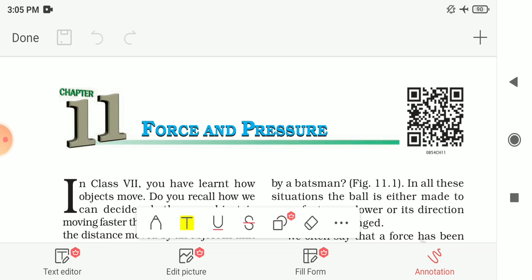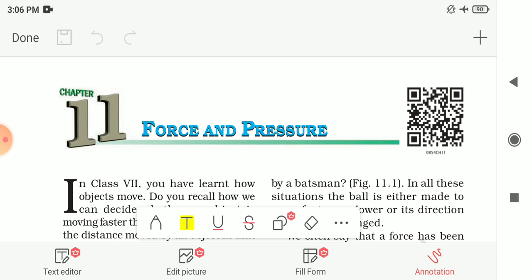Then we had seen that when two forces act on the object in the same direction, the net force is equal to the sum of the two applied forces, and it is in the direction of either force. Then we had seen that when the direction or the magnitude of the force changes, the effect of the force also changes.